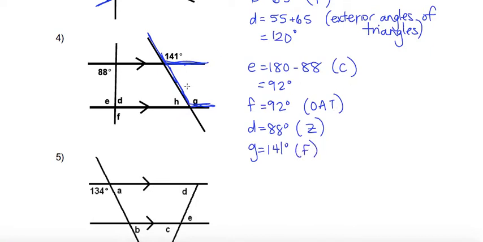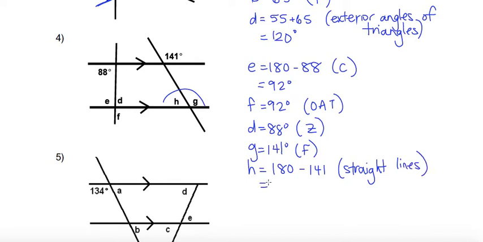And now once I've found G, I can find H by using properties of straight lines. So H is 180 subtract 141. So I'm using what I know about straight lines. And 180 subtract 141 is equal to 39 degrees. So be sure to not only give me your angle measurements, but also the property that you use to solve for that, so that I can verify your thinking is on the right track.